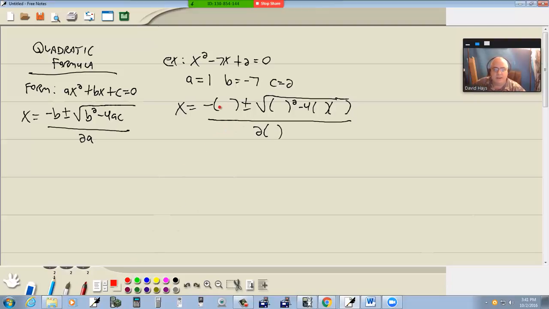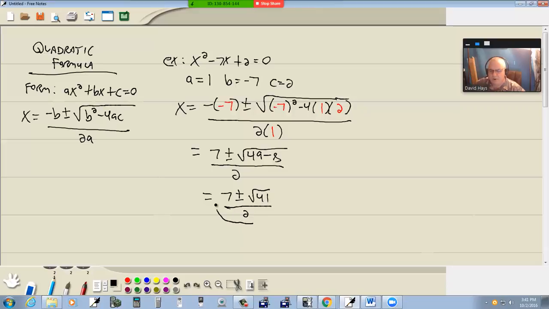Now I'm going to plug in what I identified. B is negative 7, A is 1, and C is 2. And then simplify. Negative negative gives us a positive 7, plus or minus the square root of negative 7 squared, which is 49, minus 4 times 1 times 2, which is 8, all over 2. This gives us 7 plus or minus square root of 41 over 2.